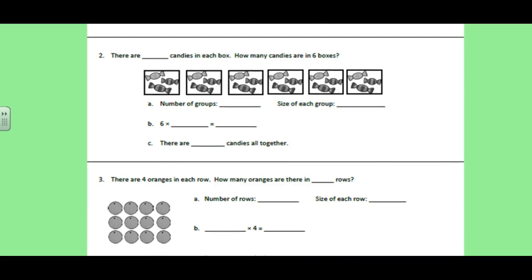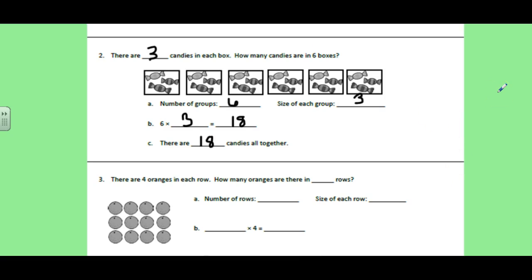Okay, so for number 2, it says there are blank candies in each box, so you'll have to count how many pieces of candy are in each group, and then we're trying to figure out how many candies are in all 6 boxes total. So for this one, I'm going to let you fill in the blanks on your own, and once you are ready to check that, you may push play. So go ahead and push pause, work on number 2, and then push play whenever you're ready to check it.